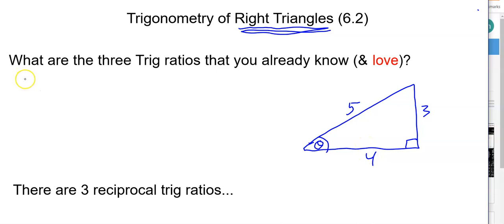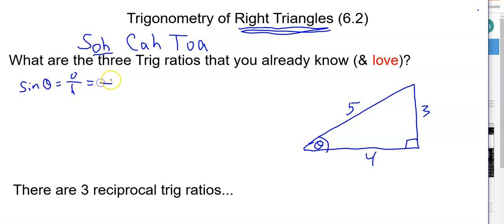Okay, so let's set up your 3 trig ratios you know and love. So sine of theta is equal to the ratio of, if you think about the memory trick you might know, SOH CAH TOA, this is just a word we in math use to memorize this. So this means opposite over hypotenuse, which in this case, the side opposite angle theta is 3. And the hypotenuse would be 5.